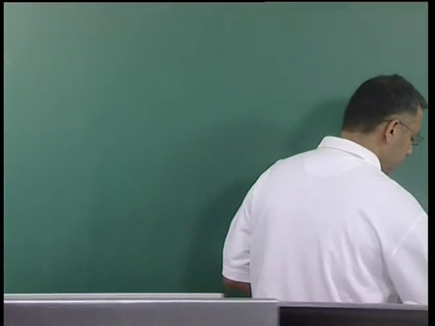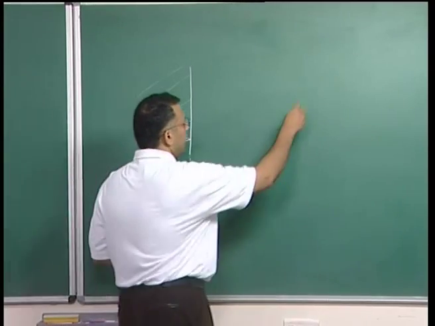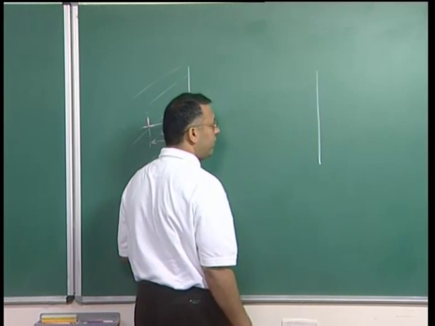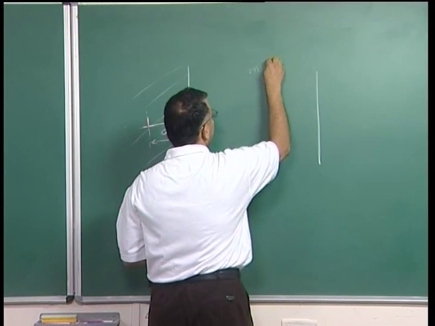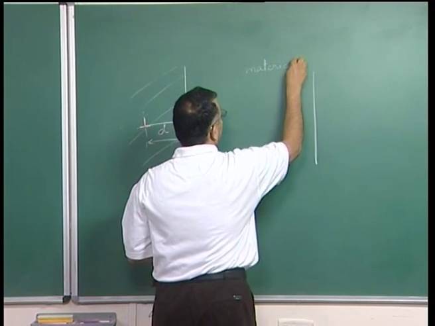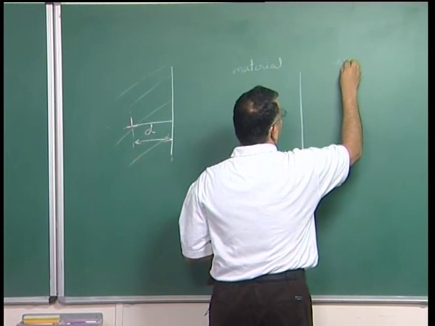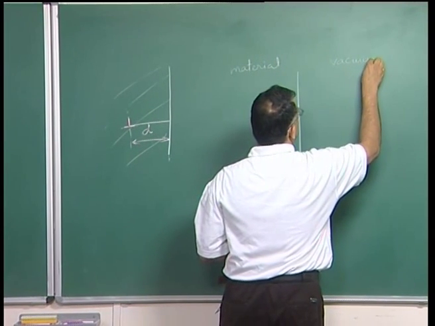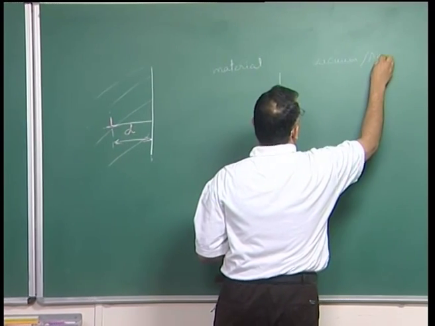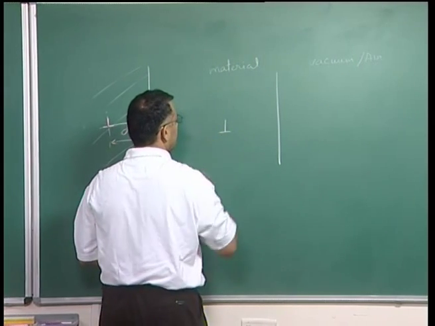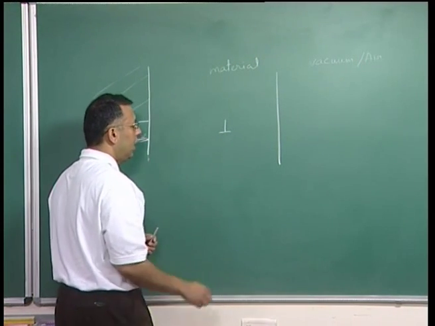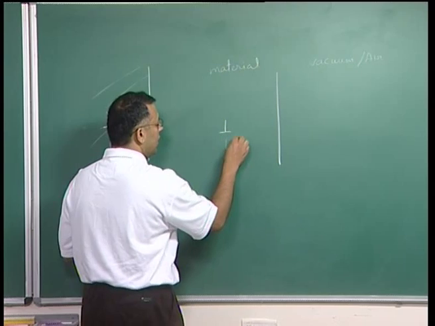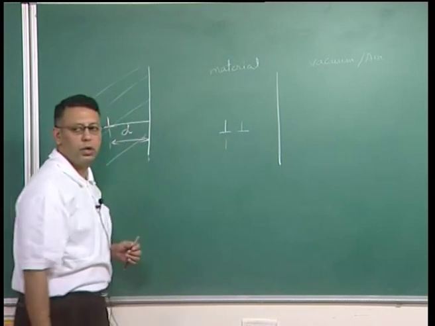Of course, the reason that the dislocation feels a force towards the free surface is that this is a traction free surface. That means there are no tractions and it is a perfectly free surface, and this is my material and this is my vacuum or air, and here is my dislocation. Now, the energy of the dislocation would decrease if it is positioned a little closer to the free surface.